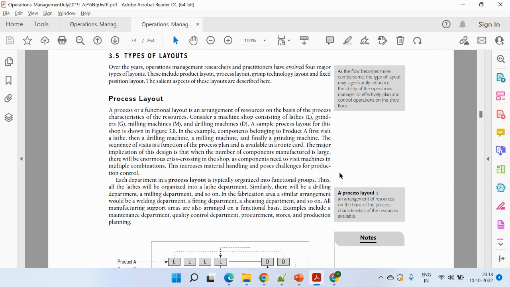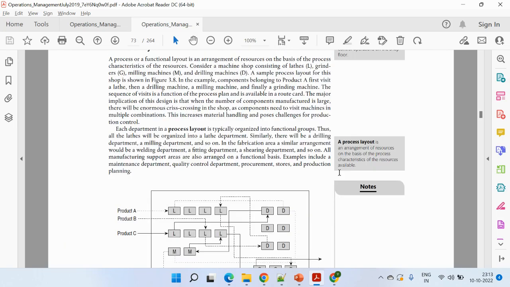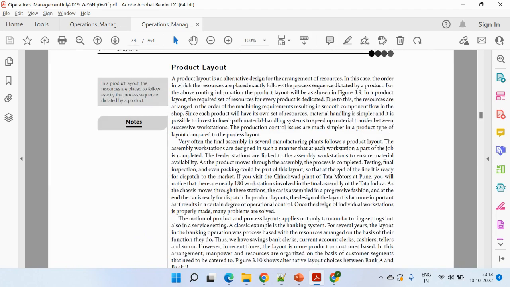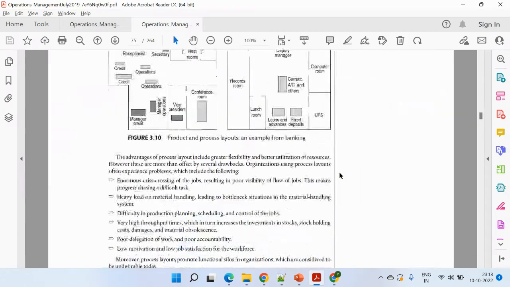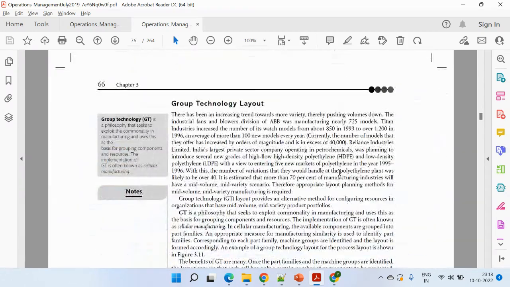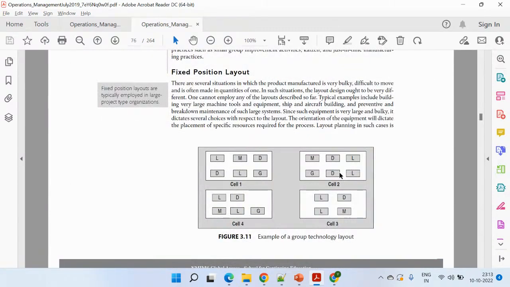Then it comes to the types of layout. The very first one is the process layout. Second comes the product layout. Third one comes as the group technology layout, and last but not the least is the fixed position layout. You need to explain all of these.